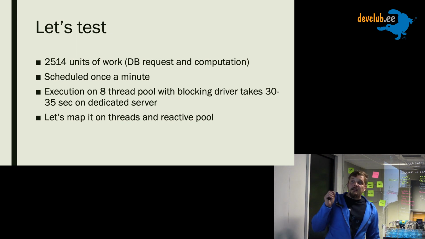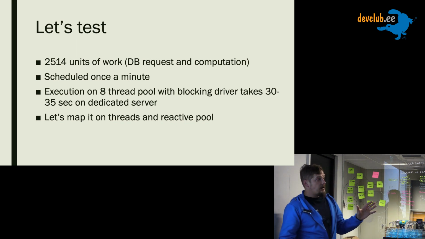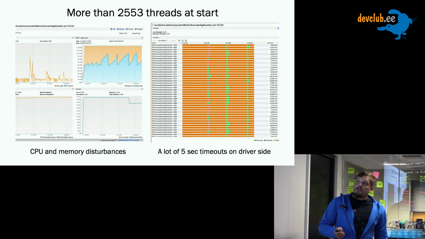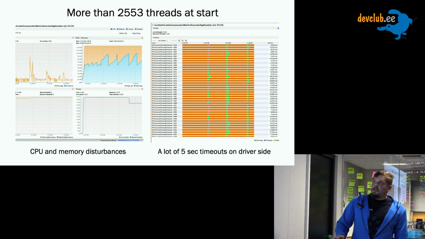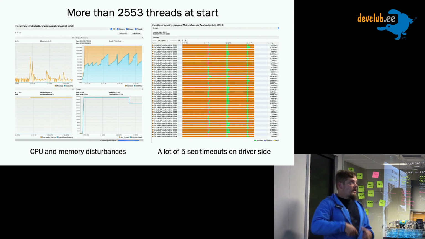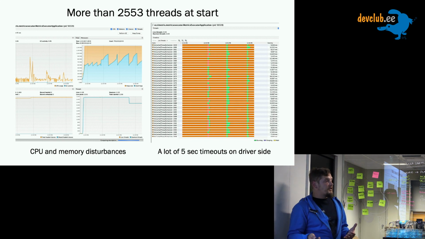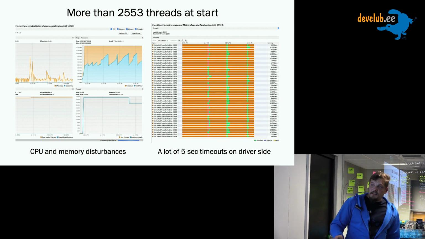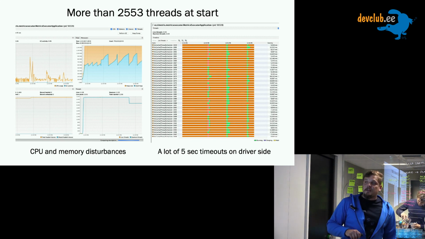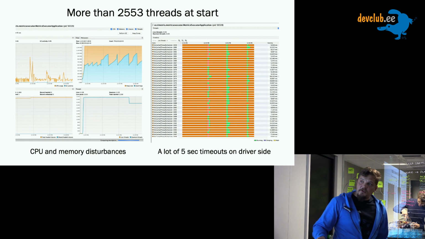So let's map the same amount of work onto threads and onto our reactive pool. Here more than 2,500 threads start. You can see on the right every minute pieces of execution. They are non-uniform, and most importantly, quite a significant amount of them have 5 second timeouts. So the response will not be received within 5 seconds, and you drop it. You can see even here that the amount of threads dropped from 2,500 to 2,100. You can see disturbances of your CPU.